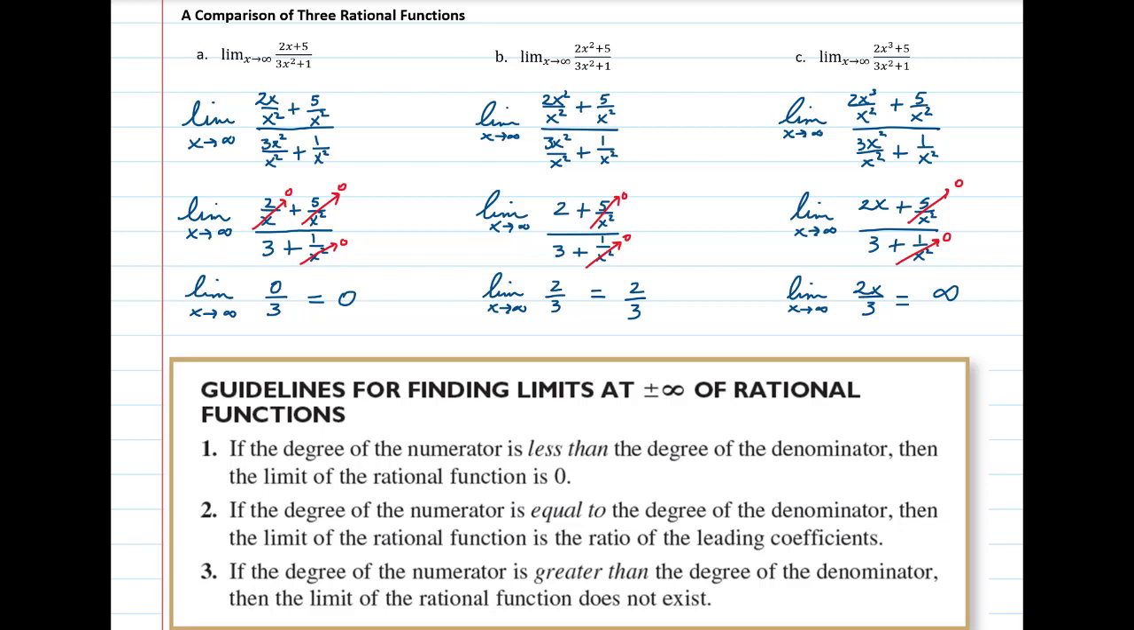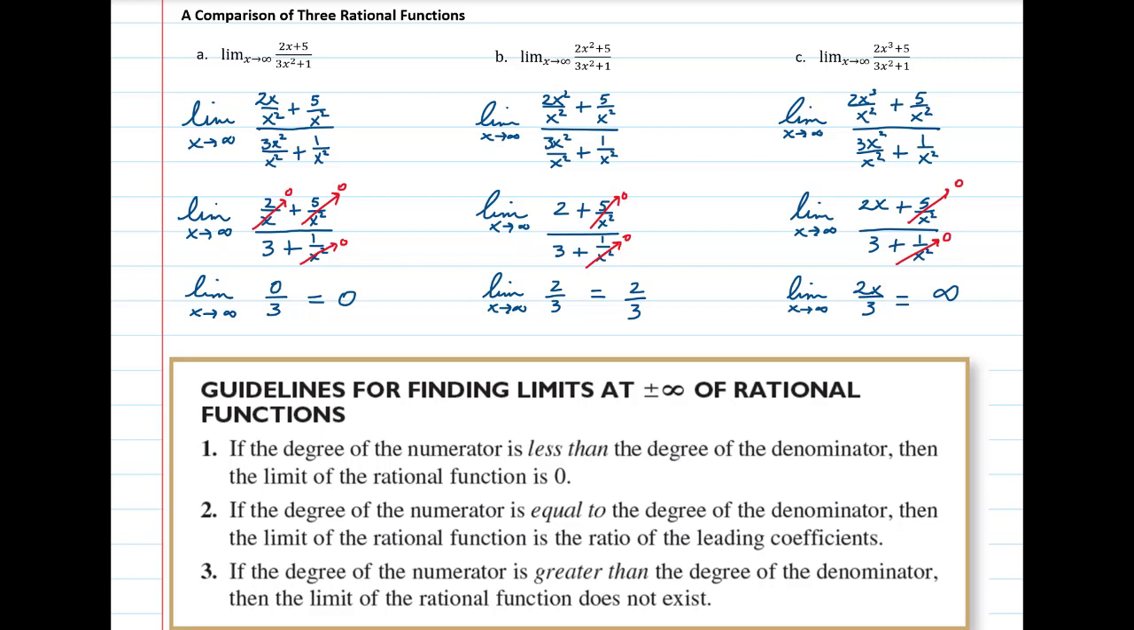Having a formal definition of horizontal asymptotes, we now have more rigorous guidelines for finding these limits and horizontal asymptotes as well. Notice how if the degree of the numerator is less than the degree of the denominator, the limit of the rational function is 0. If the degrees of the numerator and the denominator are equal, then the limit of the rational function is the ratio of the leading coefficients, as you can see there in the second example.